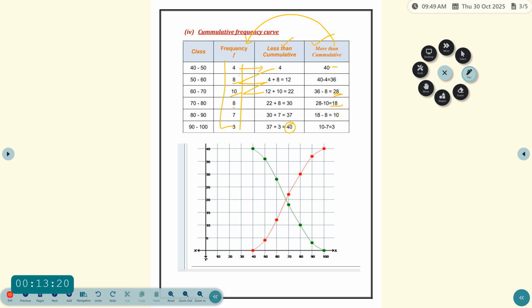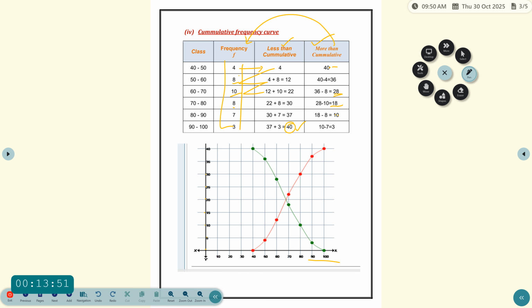Then, let us draw the curves for less than cumulative and more than cumulative. As usual, in the x-axis we take a 10-point scale because we have the class intervals 40 to 50, 50 to 60: 10, 20, 30, 40, 50, etc. Then in the y-axis, for the less than and more than frequency values, the highest value is 40, so I am choosing a 5-point scale: 5, 10, 15, 20, 25.